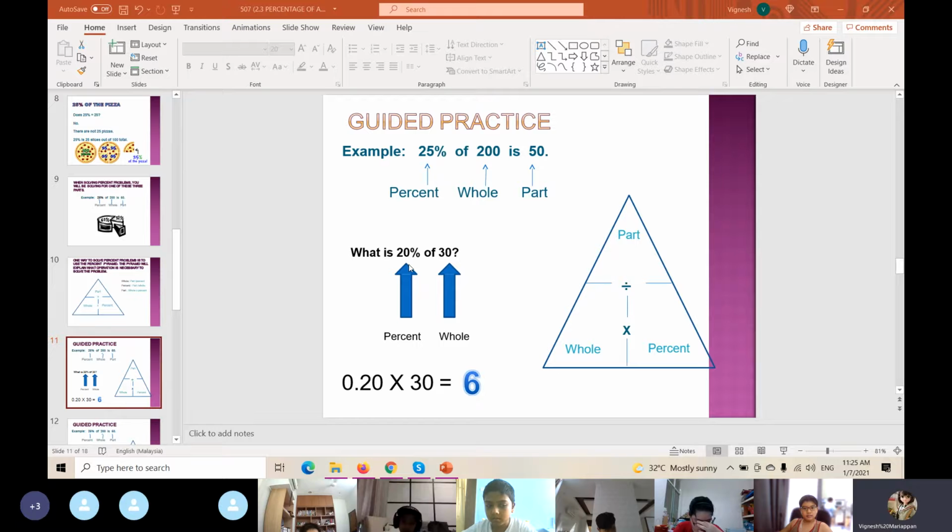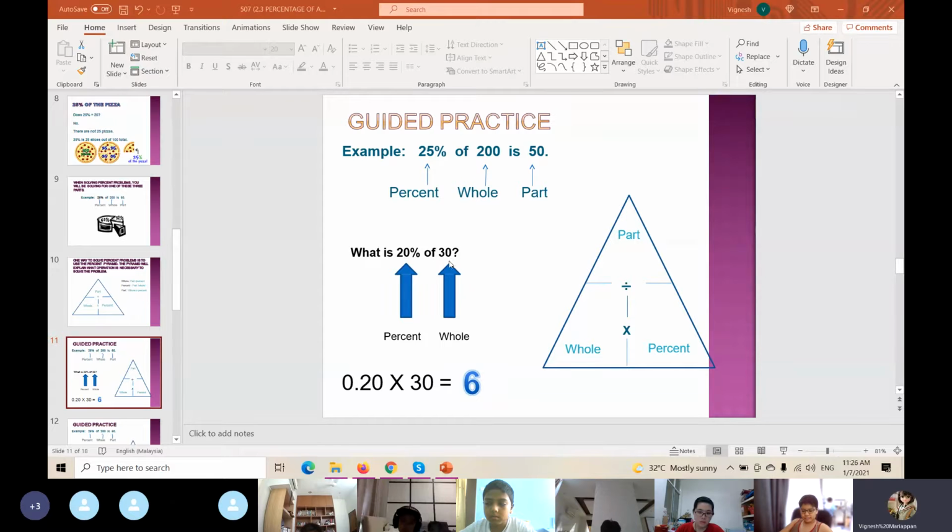So how did I convert 20% into 0.20? What I did, I'm converting this percentage into the decimals. It's easier for me to multiply with the 30. Correct or not? Because you simply cannot multiply 20 with the 30.